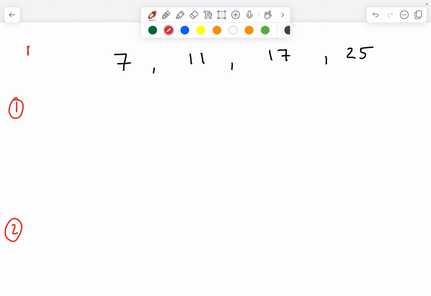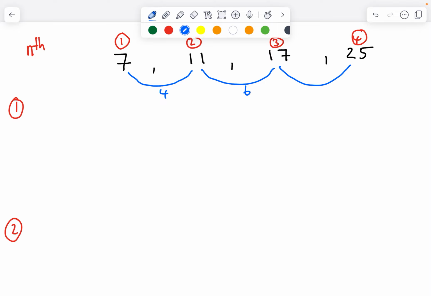So the nth term means that for each term, n is equal to 1, 2, 3, and 4. So n is just kind of our place in the sequence, or kind of page number counter. So what we do for both methods is we find the difference between our terms. So the difference of this is 4, difference of this is 6, difference of this is 8. That's the first difference. Now, if the first difference was the same, it would be a linear sequence. But as you can see, it's not.